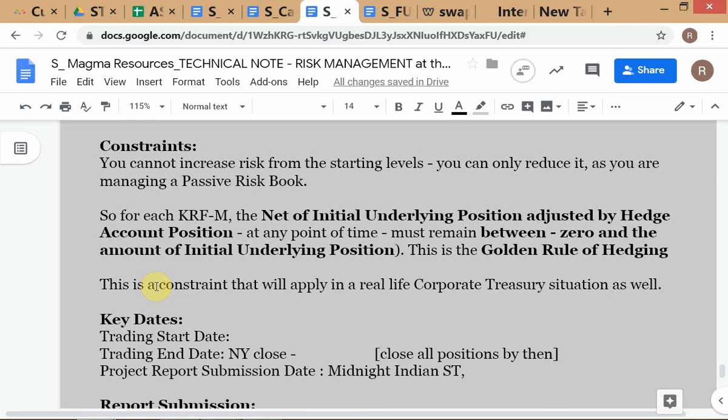As long as this idea comes across, your grammar can be all over the place. I don't penalize people for that, as long as the concept is conveyed. Is this clear? This is the concept you explained on the Excel sheet: hedging plus underlying position comes out to be zero.